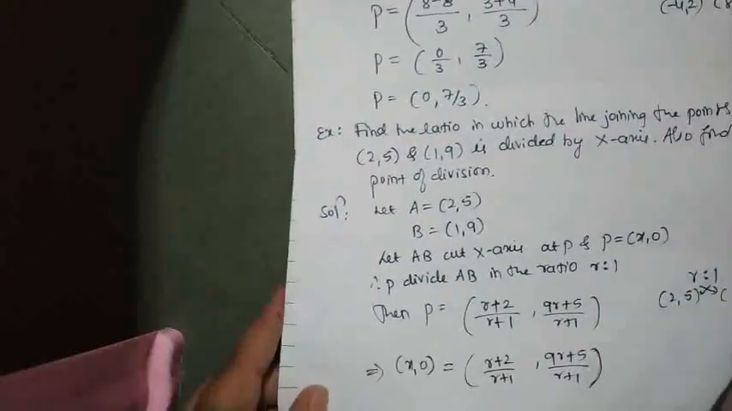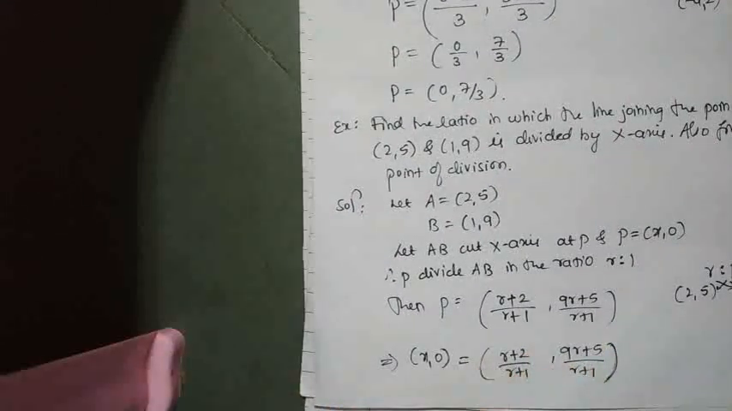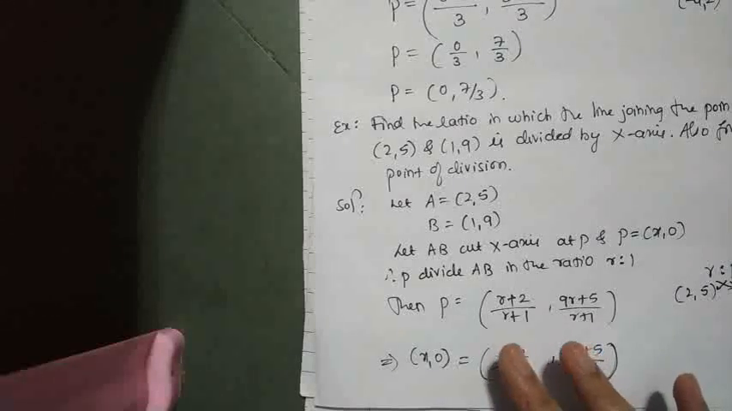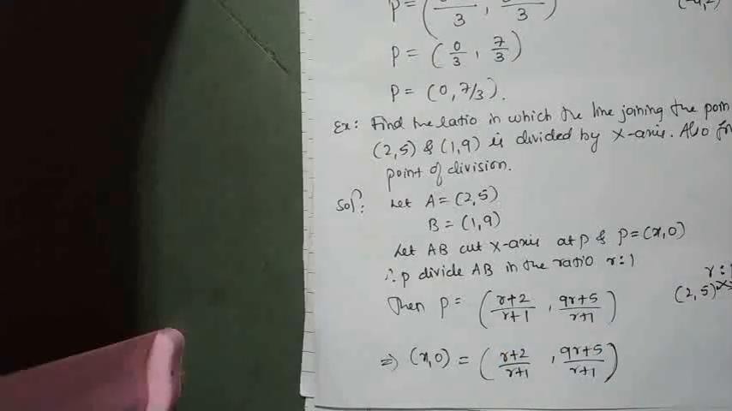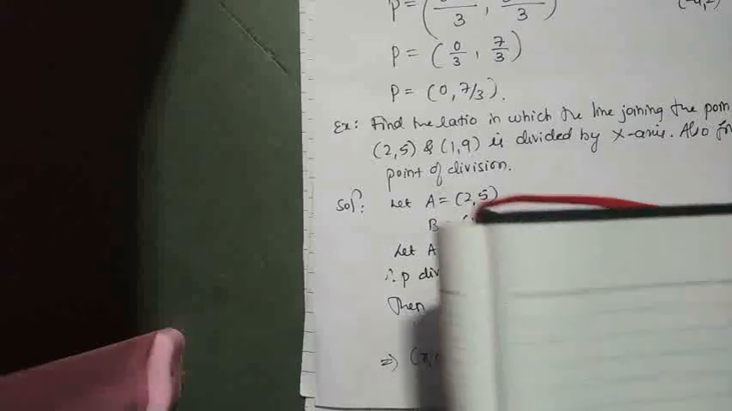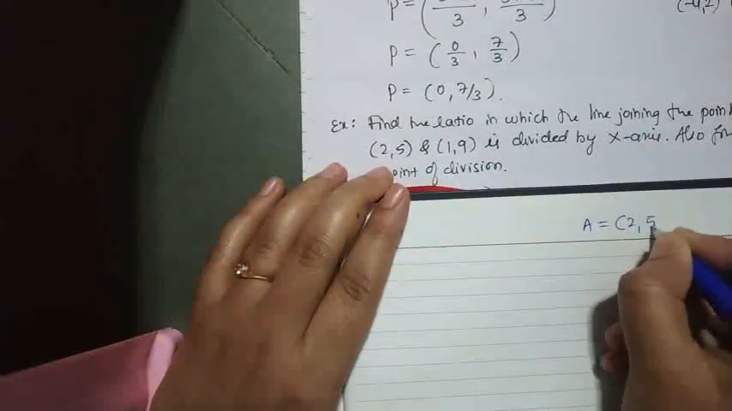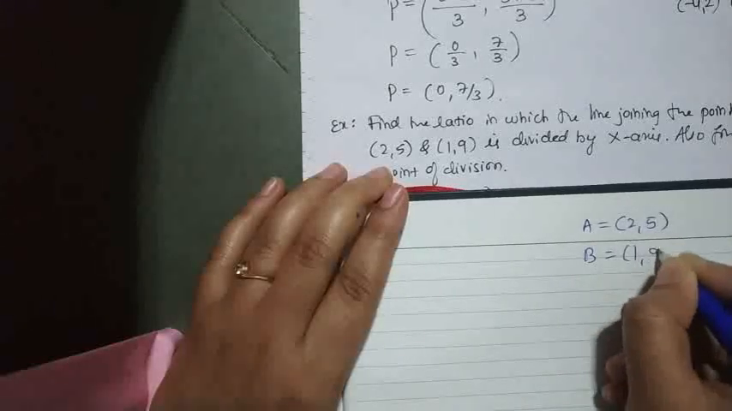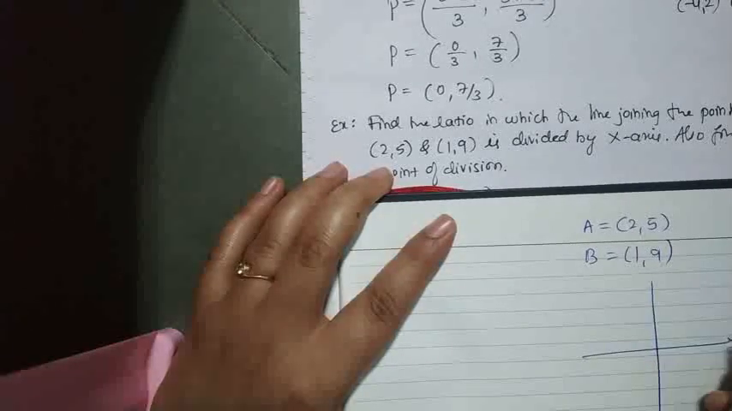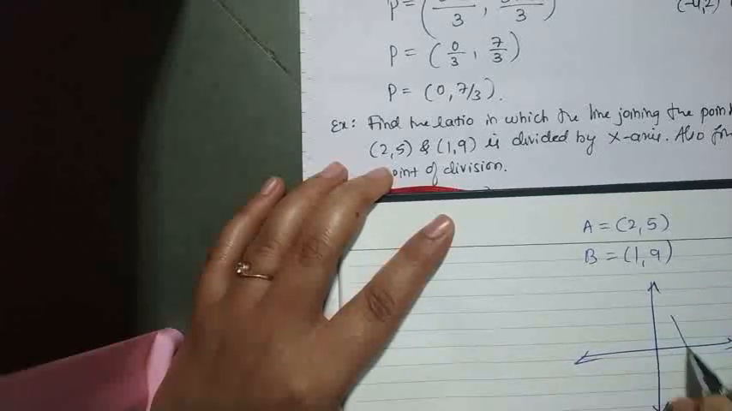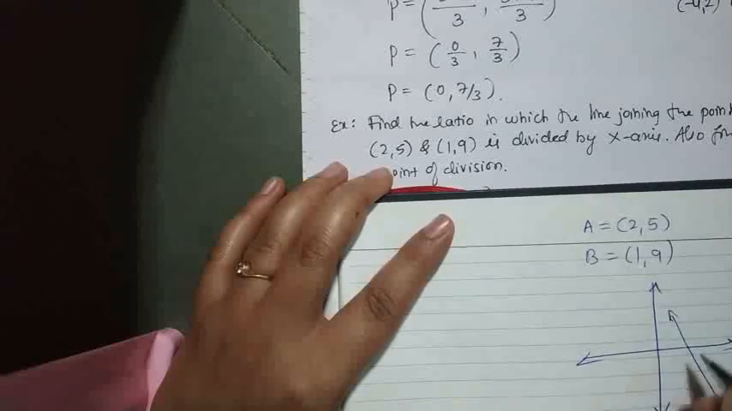Okay. Next, a similar question: find the ratio in which the line joining the points 2, 5 and 1, 9 is divided by the x-axis. Also find the point of division. So the line joining the 2 points, that is A is 2, 5 and B is 1, 9. This line is divided by the x-axis.